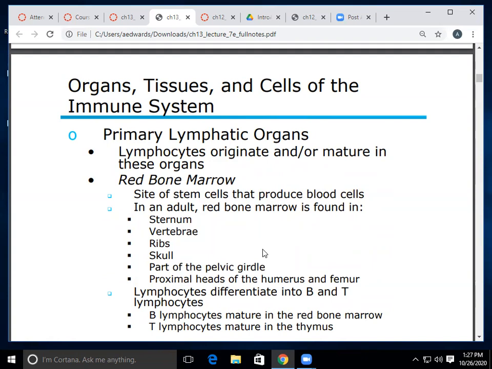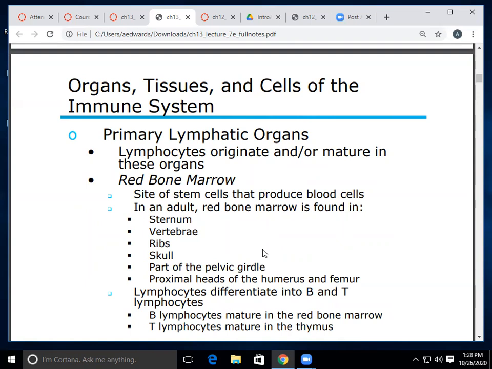All right, with your primary lymphatic organs, your lymphocytes will originate, develop, or mature in the primary lymphatic organs. So what are they? Well, one of those primary lymphatic organs is the red bone marrow. With the red bone marrow, you have stem cells there, and they make your blood cells.